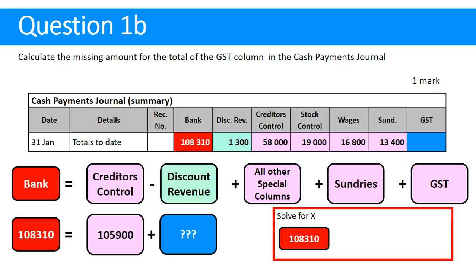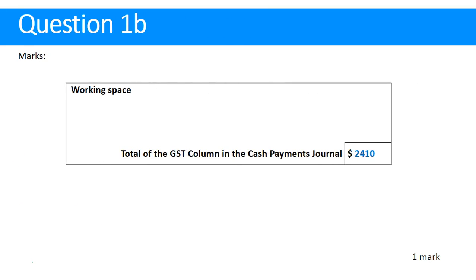If we know there's 108,310 minus 105,900, that equals 2,410. The other way to think about it is 105,900 plus 2,410 equals the total of the bank column, which is $108,310. All we needed to do there, we should show our workings.